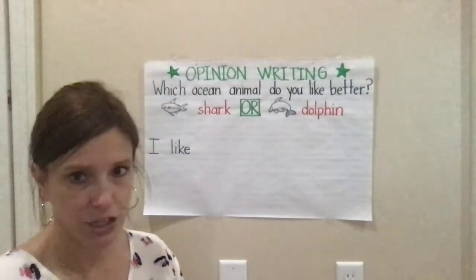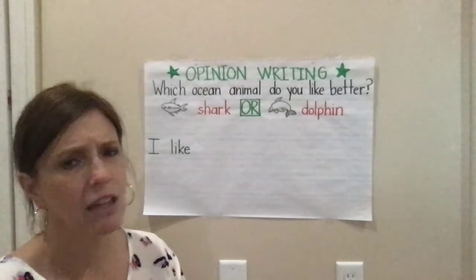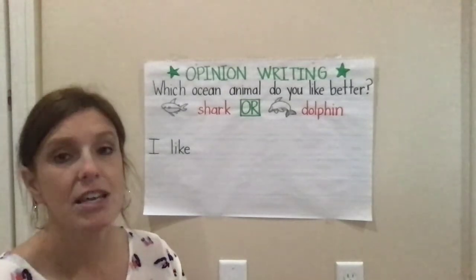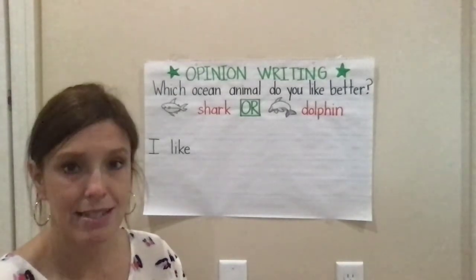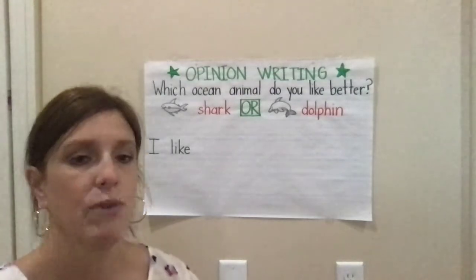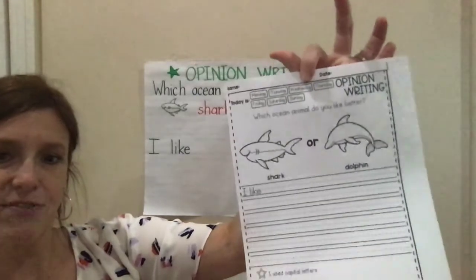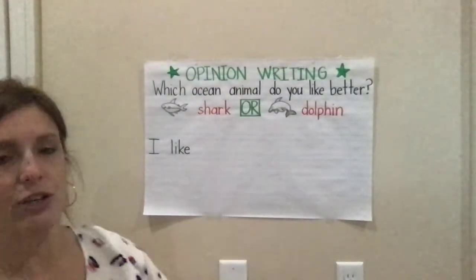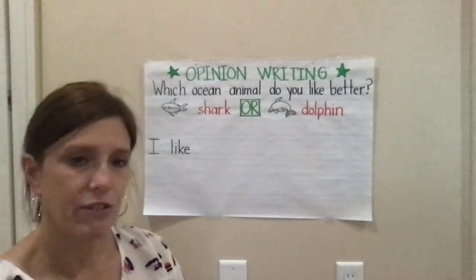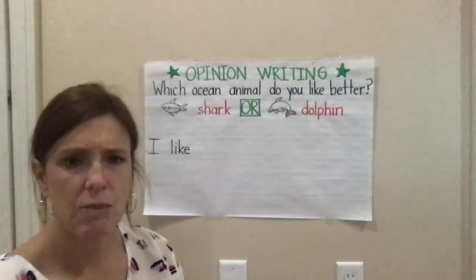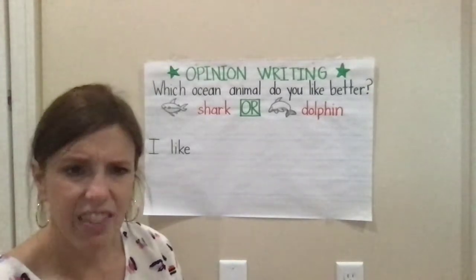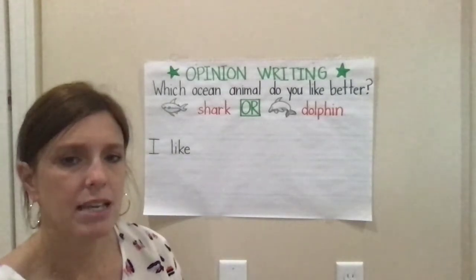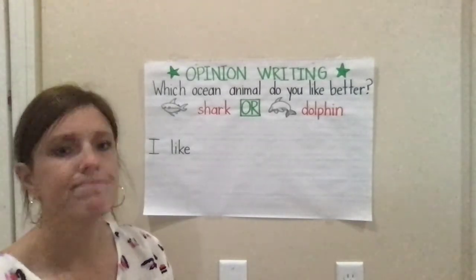And yesterday in the book that you listened to Miss Warner read to you, she read lots of information on sharks and dolphins. So today you get to pick which one of those animals you like best, and we're going to do some writing on it. Now you have a page in your packet that looks like this, and it's very similar to what I have here for you. So before we start writing, you need to think, which animal do I like better? Do I like the shark better, or do I like a dolphin better? And think about why. So I'm going to give you just a second to think about that before I finish my writing.